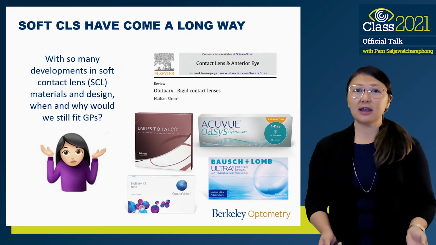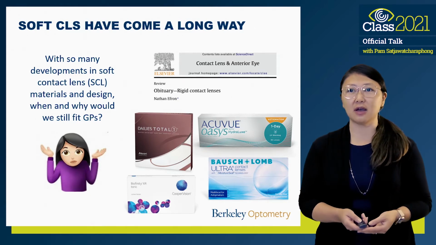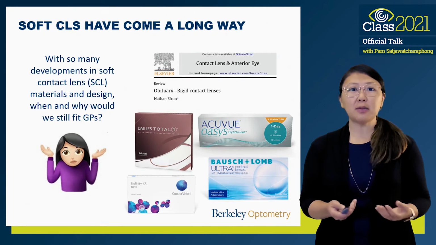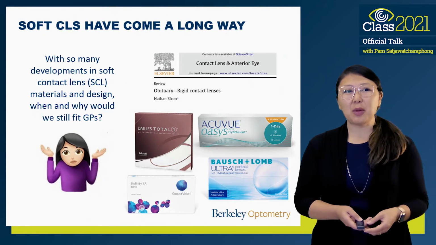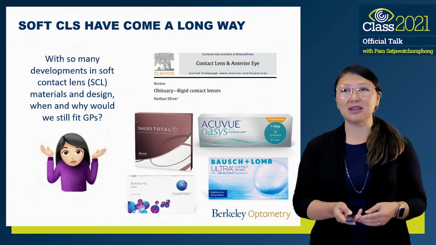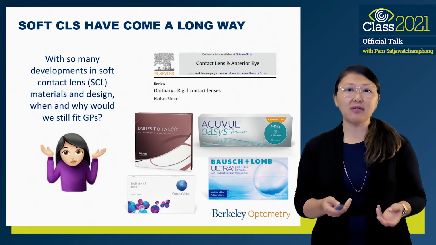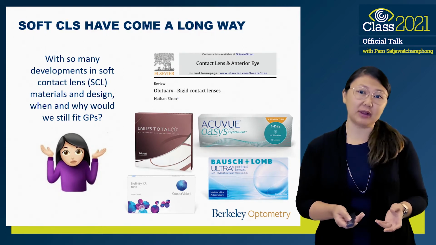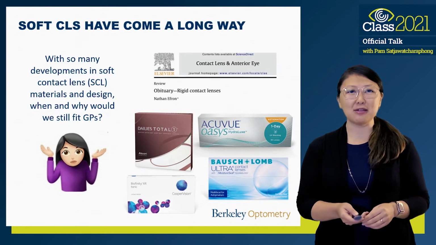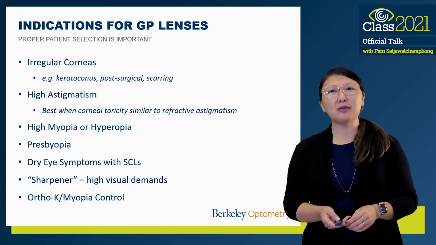A big question that I get is, with the advent of so many new soft lenses coming out that have a lot of new materials and designs, is there still a place for GP? I remember reading a review that discussed the obituary of rigid GPs, saying that our soft lenses have come a long way, and maybe we don't really need them anymore. But as a specialty contact lens practitioner, I definitely don't agree with that. So when may we use GPs?